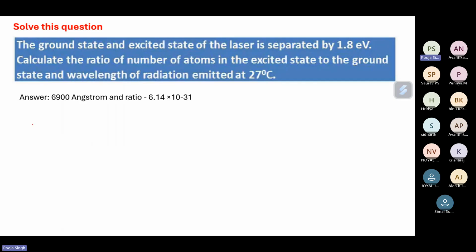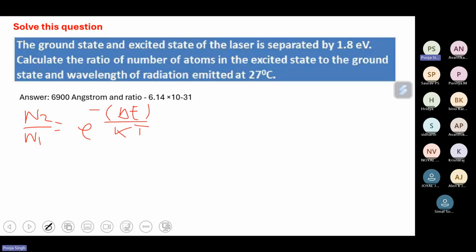Let me try to do it. What I'm saying is that you have to use N2 by N1 is equal to e to the power minus delta E by kT. We know the k value is constant, 1.38 into 10 to the power minus 23 joule per Kelvin. The temperature is given as 27 degrees Celsius, so you convert it into Kelvin, which will be 300 Kelvin.